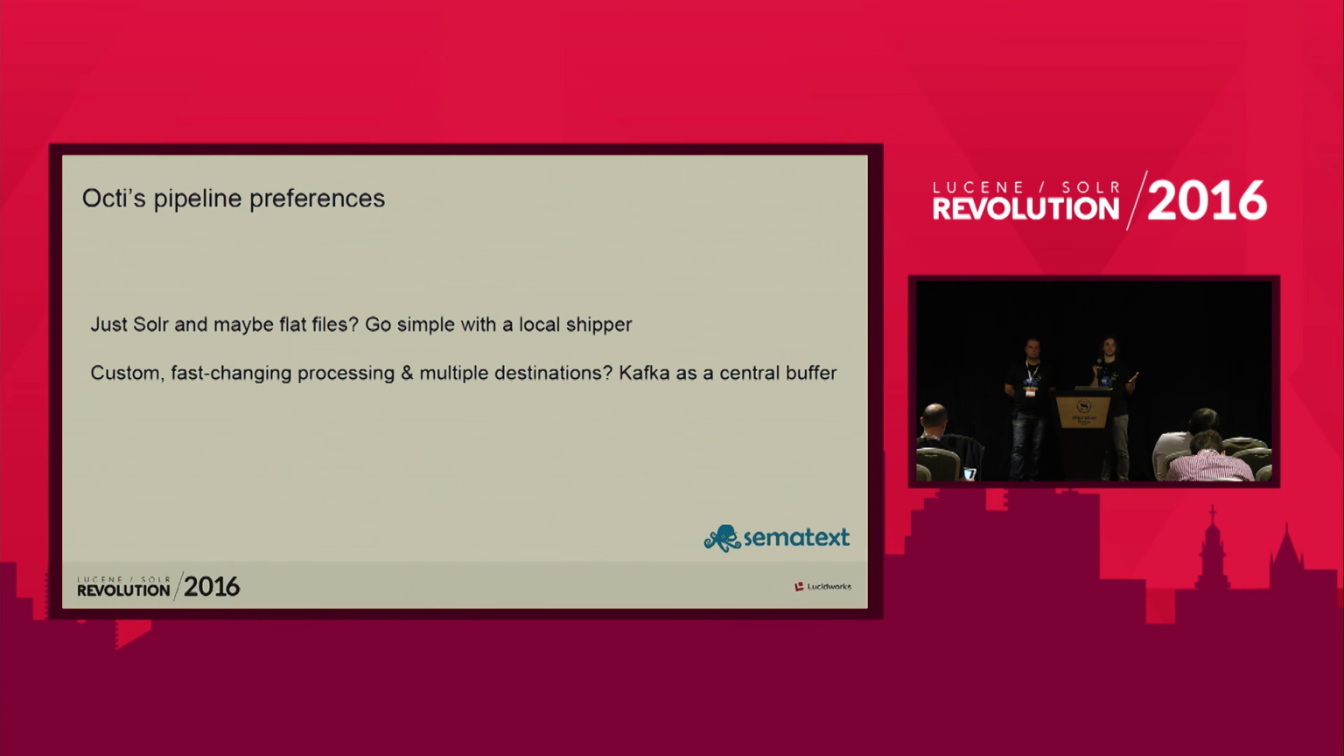So I'm trying to sum up some top picks here. If you want to go for something simple, just send your data to Solr and maybe to some flat files. Then having a lightweight log shipper on each logging machine that can do some buffering, I think that's going to be the better approach, because as you add more logging machines, you're basically adding more capacity for both processing and buffering.